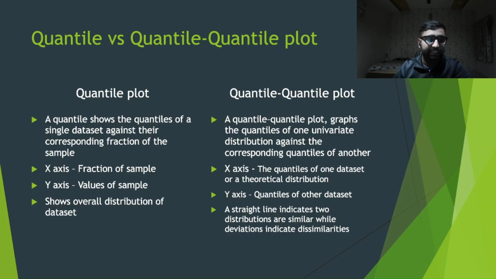In a quantile plot, the x-axis plots the fraction of sample, which are the quantiles, and the y-axis plots the values of the sample. While in a quantile-quantile plot, the x-axis would plot the quantiles of one data set or a theoretical distribution, and the y-axis would plot quantiles of another data set. A quantile plot shows the overall distribution of a data set. In a quantile-quantile plot, the interpretation for a straight line would indicate that the two distributions are similar, whereas if the plotting line is not a straight line, that means there are dissimilarities between the two distributions and they are not equal.